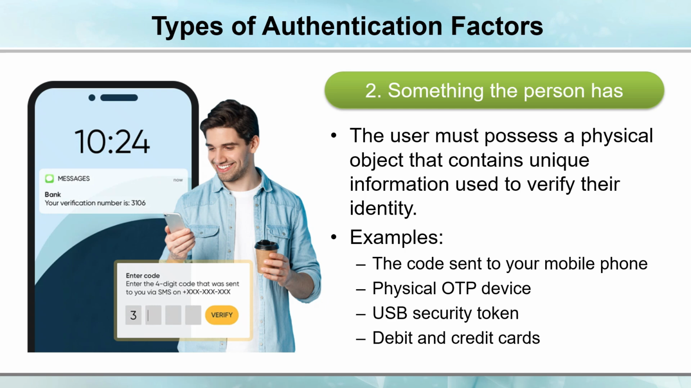The second authentication factor is based on something the person has. This means the user must possess a physical object that contains unique information used to verify their identity. A common example is the code sent to your mobile phone. Some people may think this code belongs to the something you know category, since it's a secret number. However, that's not the case, because the user doesn't know this code in advance, nor is it a permanently shared secret. It's a one-time code generated at the moment, whose only purpose is to verify that the user has the phone associated with the account.